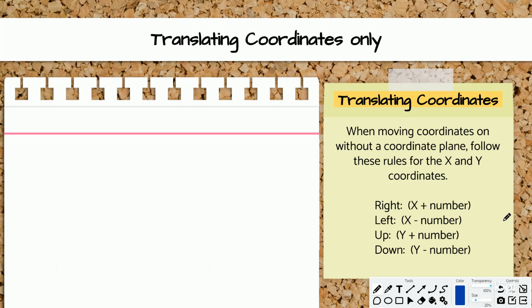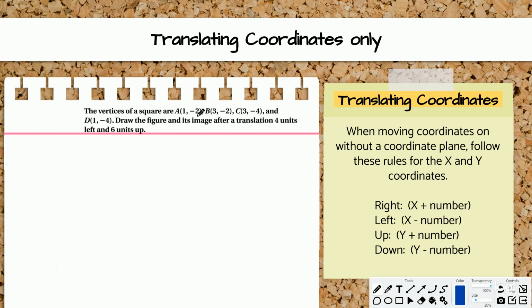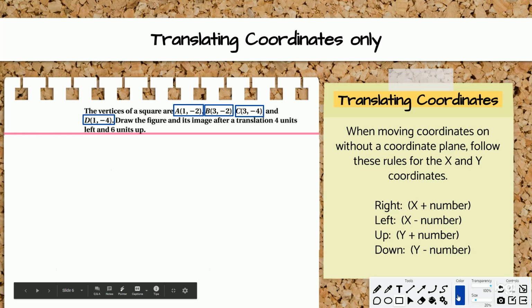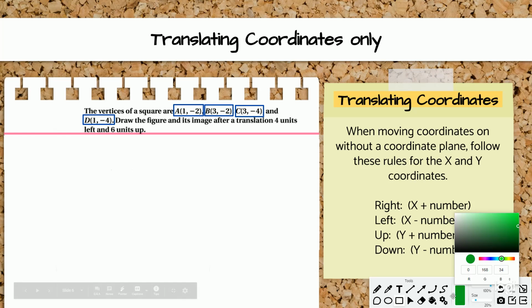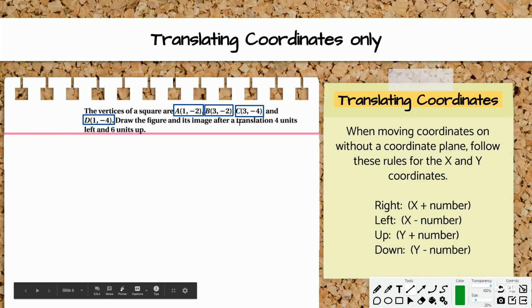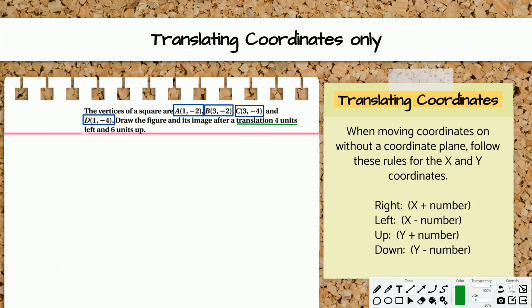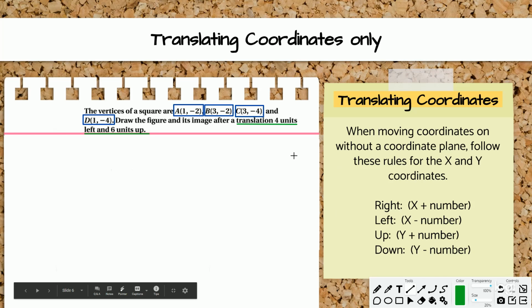So here's our example. We have the vertices of a square. So there's going to be 4 different points because it's a square. We have A, B, C, and D. And then it's telling us that we're going to translate it 4 units to the left and 6 units up. So we're going to use what we just learned here to find our new coordinates without having a coordinate plane.